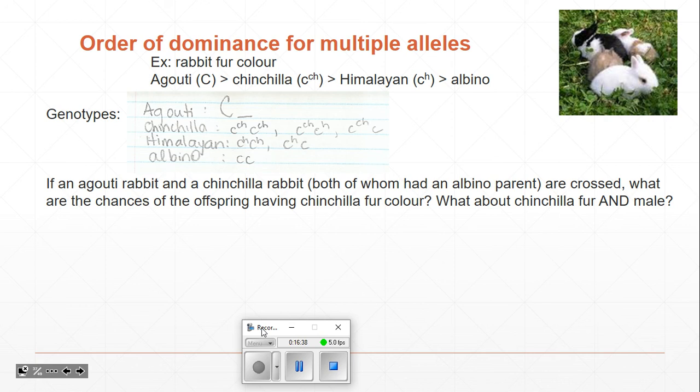So there's a gene that controls rabbit fur color that has 4 alleles. You don't have to memorize these details. This is the kind of information that would be given to you in a question, but you would have to understand how it works. Agouti is a particular fur color pattern. It's controlled by the most dominant allele, so it got a capital letter. Then I used the greater than sign to show you that it was more dominant than the chinchilla fur color pattern, which is more dominant than Himalayan, which is more dominant than albino. Oops, that should have a little C next to it.